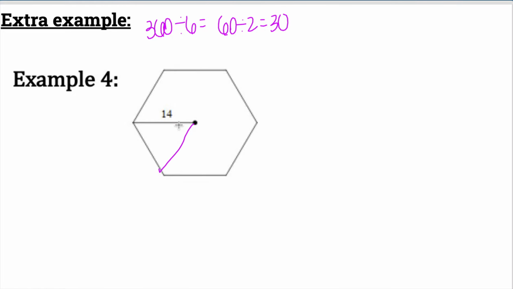Okay. Keep in mind, 14 is what we're given. That is not the apothem or the side length. Instead, that's a radius, which ends up actually being the hypotenuse because it's across from the right angle.